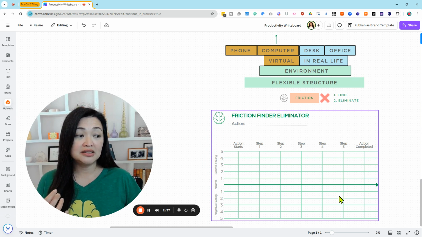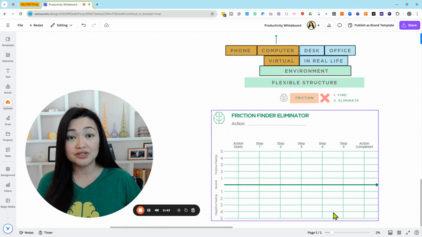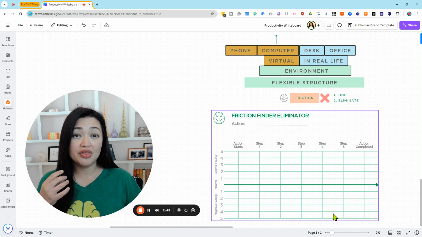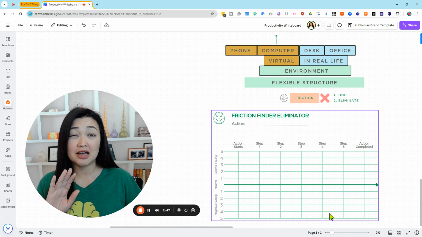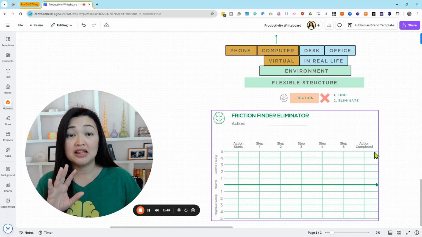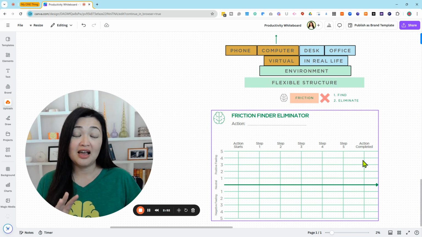And the goal is to identify which of the steps are in this negative feeling, and the intensity matters so that we can focus on that particular friction that is stopping you from reaching the action that you want to complete. Usually that's being productive. That's why we're here in this productivity course.